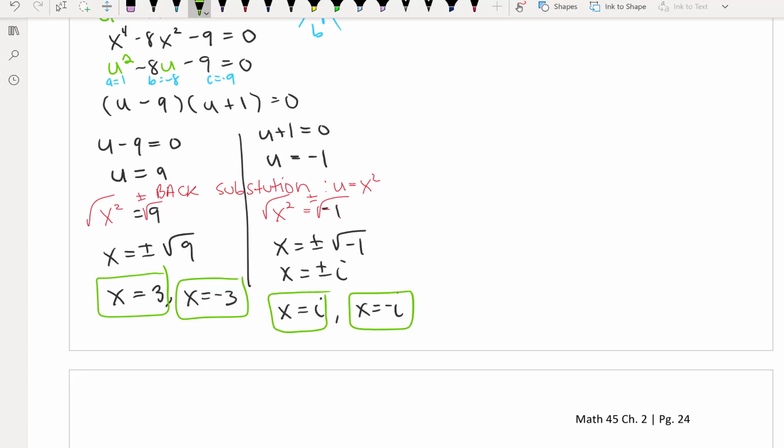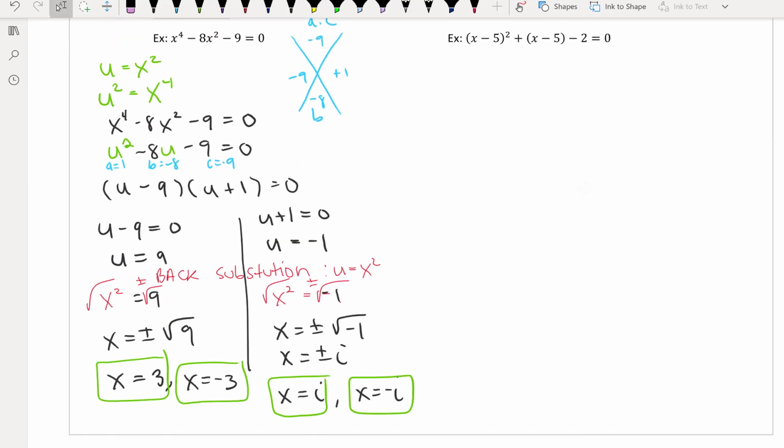So I end up getting 4 different answers. And again, you want to be careful of whether or not the Newton homework will allow you to put in imaginary numbers. But this is definitely the right way to think about it.